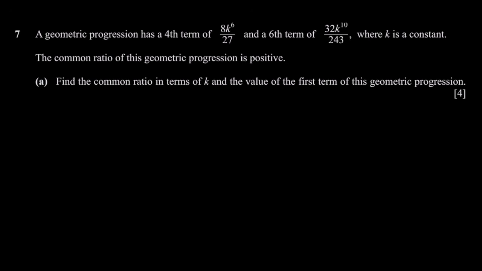All right, so we need to know the formula for the nth term of a geometric progression, which is a, the first term, times r, the common ratio, to the power of n minus 1.